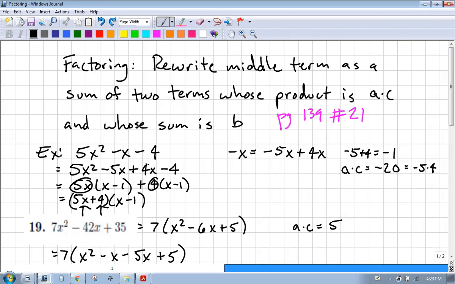But the problem is how do you figure out which two numbers to use? How do you rewrite this middle term? The trick is rewrite the middle term as a sum of two terms whose product is A times C. So what we need is a P and a Q, where P times Q is A times C. So we're trying to find, this is our P and this is our Q. All right, they need to multiply to be the same as these two multiplied, but they have to add up to B. So our P and our Q have to add up to be B.